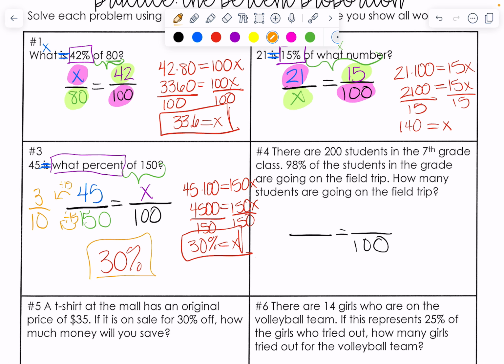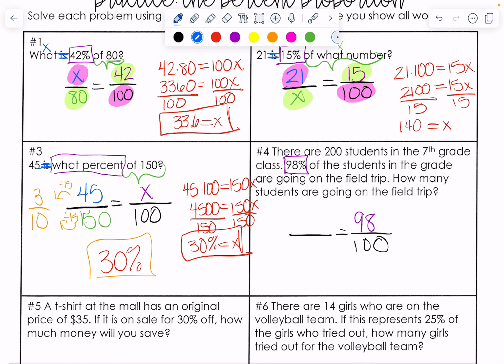All right. Here we have a word problem. The first step to a word problem is to read it. There are 200 students in the 7th grade class. 98% of the students in the grade are going on the field trip. How many students are going on the field trip? Are we given a percentage? We are. Percent always goes over 100.